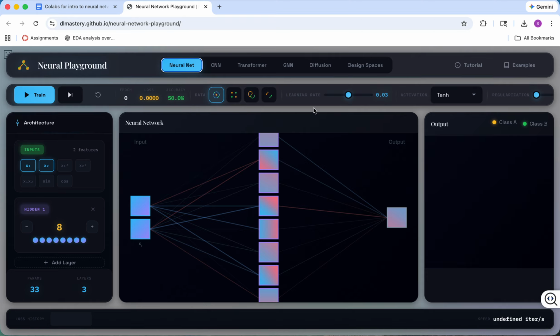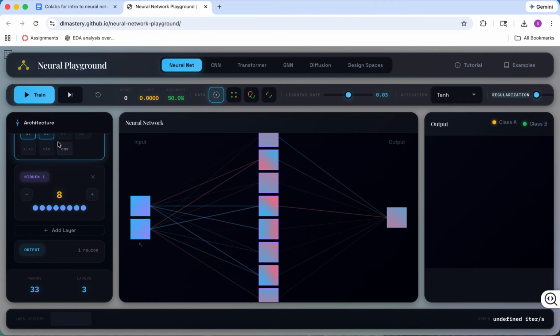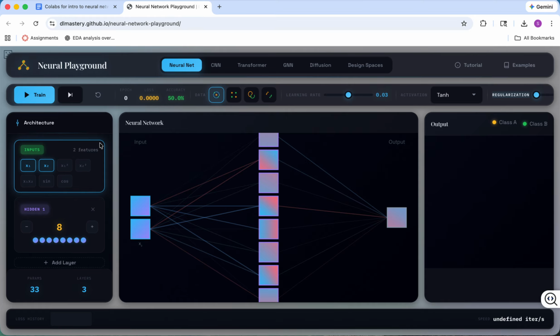In the next section, which is parameters and architecture control, we can see different controls and settings that affect how the neural network behaves. For example, there are options like learning rate, activation function, and regularization. There is also an architecture area where we can adjust the number of layers or neurons. This is useful for choosing the right design and the right training setting. So this part of the site is mainly used to understand how changing model structure can affect learning.